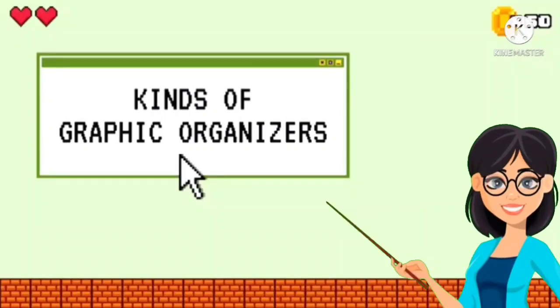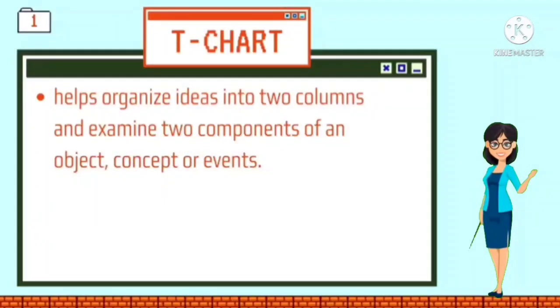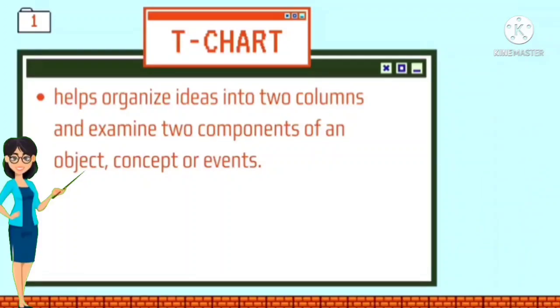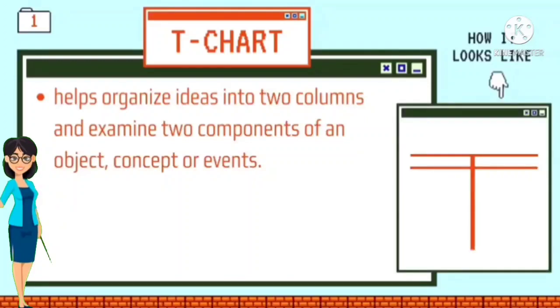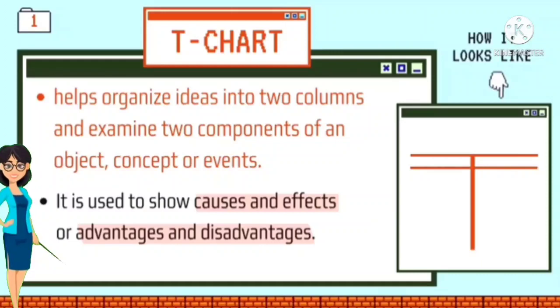of information. Number 1. T-chart helps to organize ideas into two columns and examine two components of an object, concept, or events. It is used to show causes and effects or advantages and disadvantages. Let's take a look at this paragraph and try to use the T-chart to organize ideas.